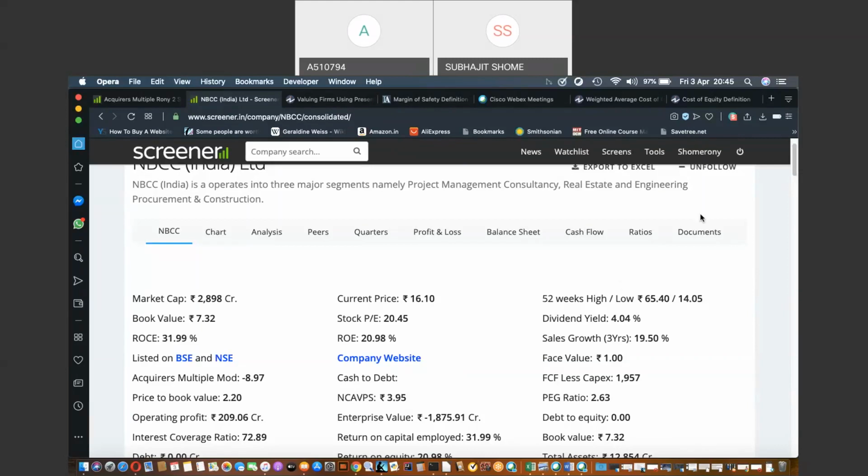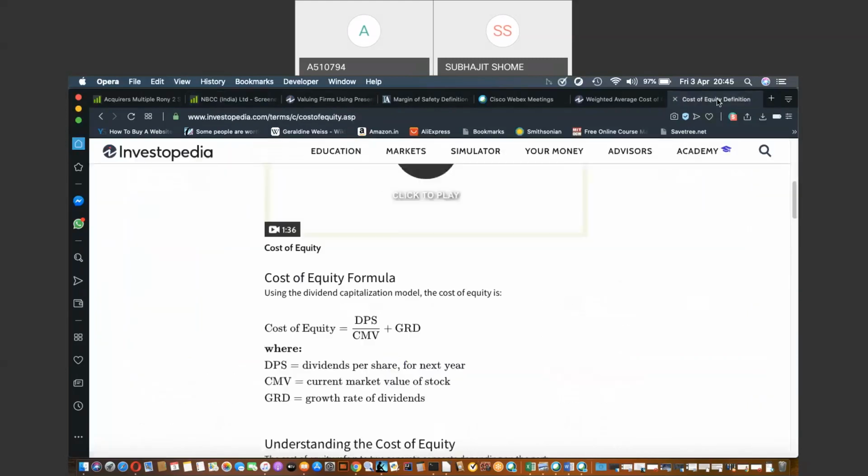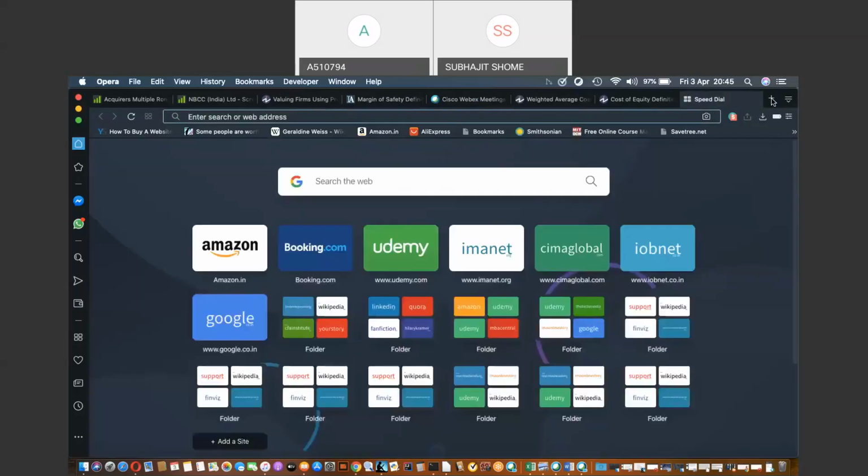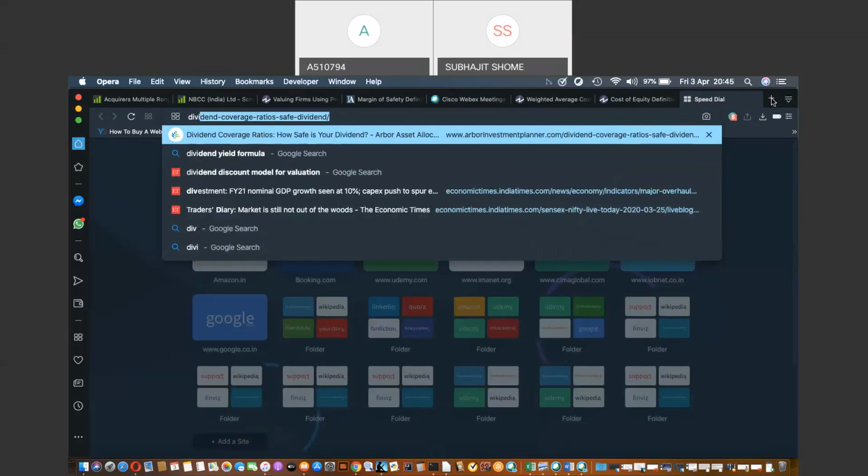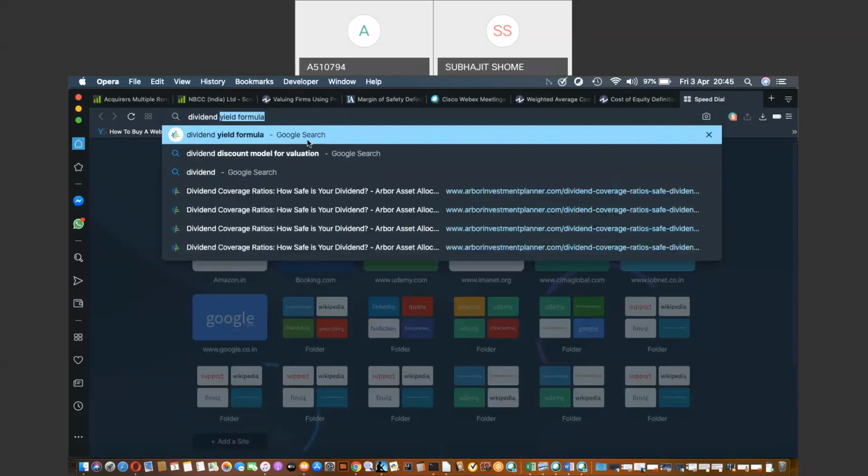And what is dividend yield? Dividend yield formula.